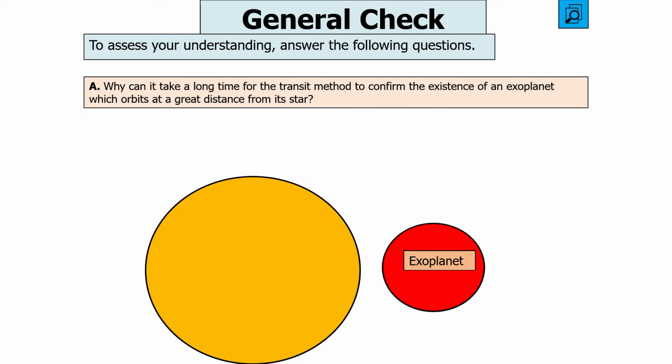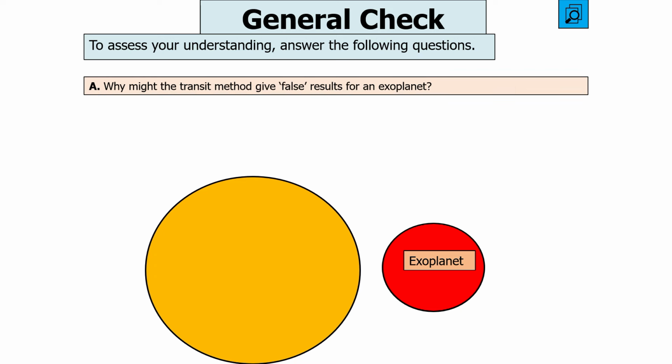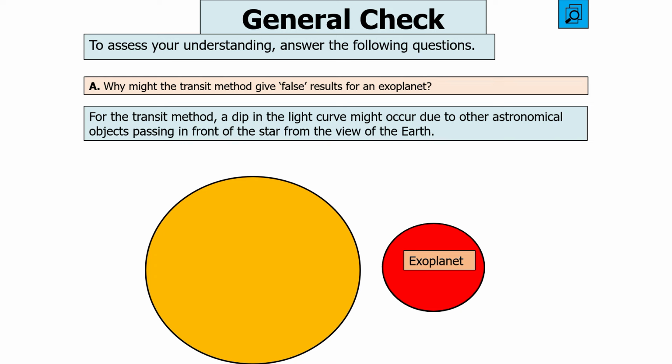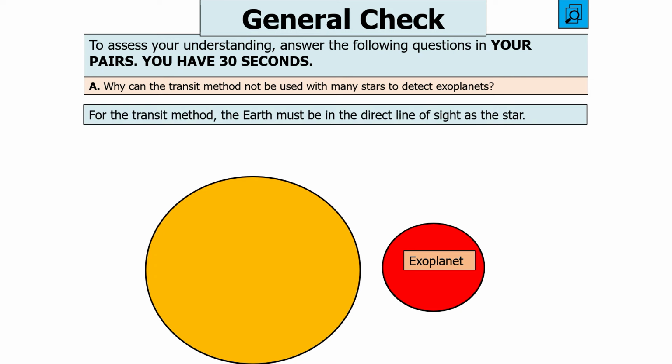Why can it take a long time for the transit method to confirm the existence of an exoplanet which orbits at a great distance from its star? A periodic dip in the light curve needs to be established. This would take a long time if the orbital time period is long. Why might the transit method give false results for an exoplanet? A dip in the light curve might occur due to other astronomical objects passing in front of the star from the view of the Earth. Why can the transit method not be used with many stars to detect exoplanets? The Earth must be in the direct line of sight of the star.